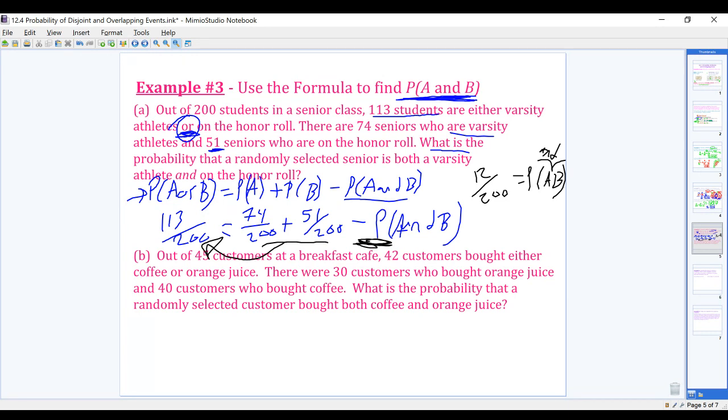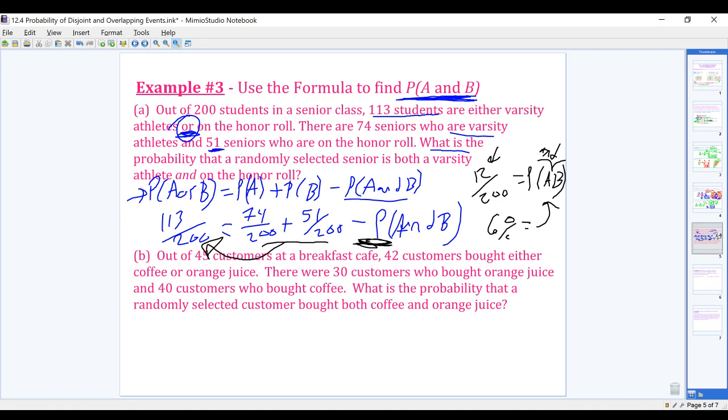And then you punch it in a calculator, and you get 6%. Not 60%, 6% equals that. That they're going to be both a varsity and honor roll student. Sweet. And this also means that 12 out of the 200 were both varsity and honor roll. Nice. Okay. Here comes another one.